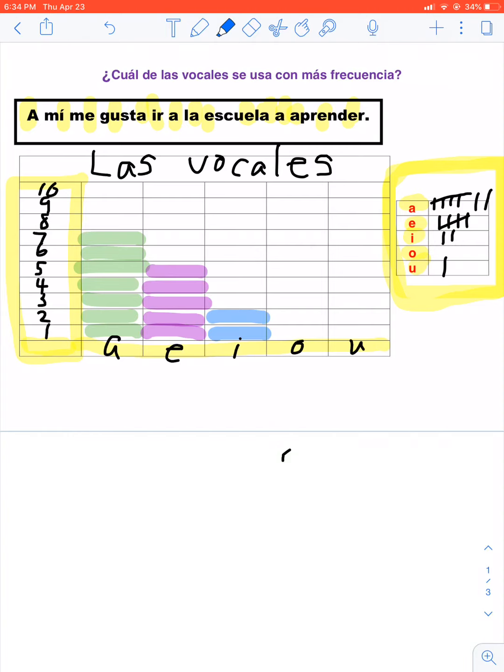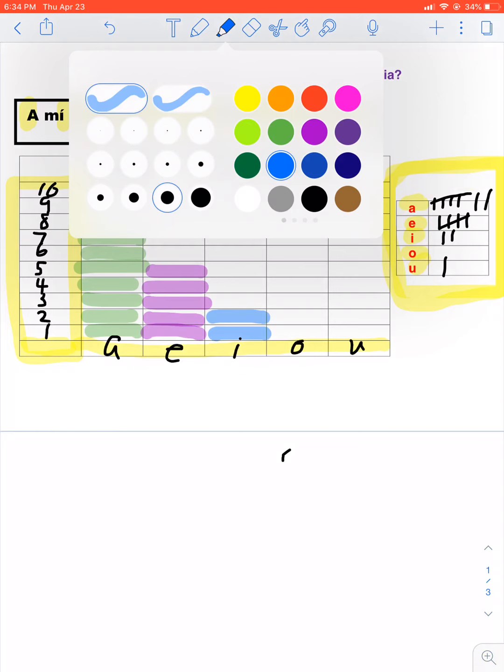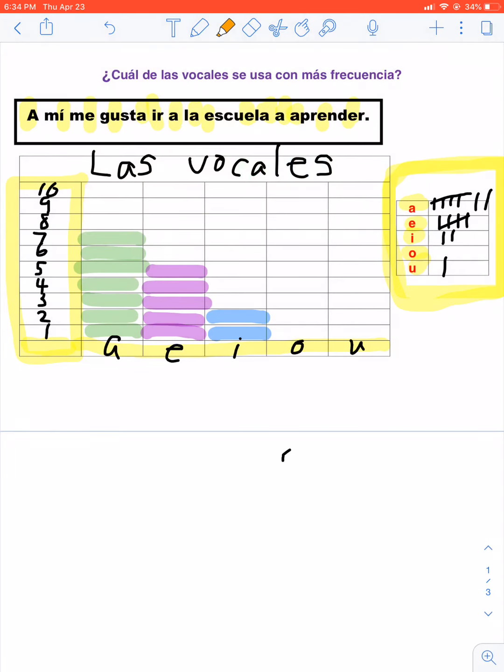La O, nada. That was easy. We're not going to color anything in. Y la U, how many? 1. Correct. We'll go orange on that. Okay, 1. Okay. Ahora nuestra gráfica de barras está completa.